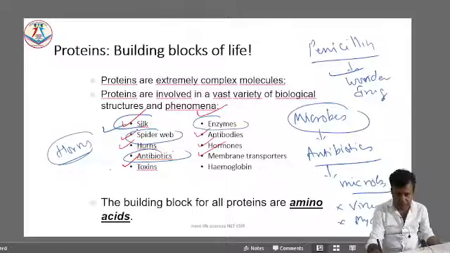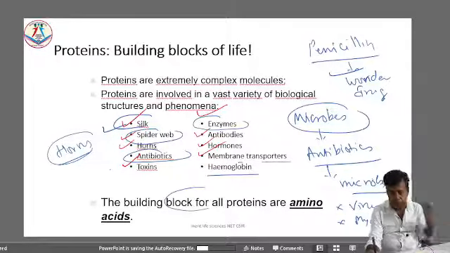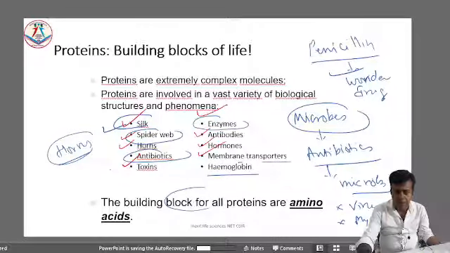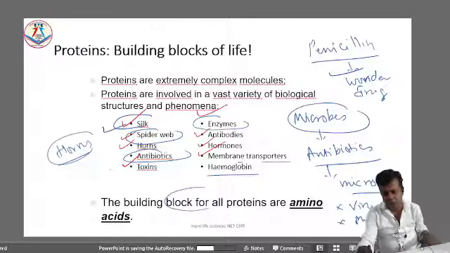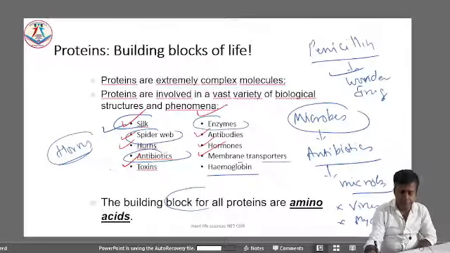Okay. So enzymes, antibiotics, hormones, membrane transport, hemoglobin. All these are proteins, but why are they all different from each other? Any idea? No idea? If you can see, the same amino acid composition is making some antibiotics or antibodies or enzymes, and why are they functionally different? I am asking this question.